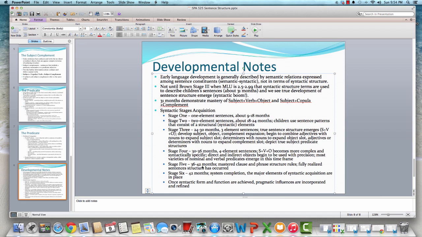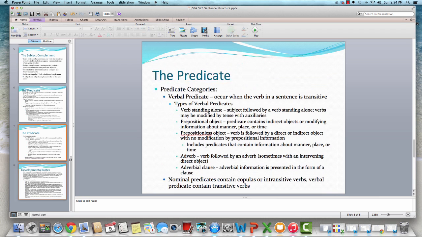In stage 6, it's 42 months. You have complete system completion. The major elements of syntactic acquisition are in place. And that doesn't mean you've mastered everything regarding syntax, but once syntactic form and function are achieved, you can start applying the pragmatic influences that are incorporated and refined, which is moving into stage 7.